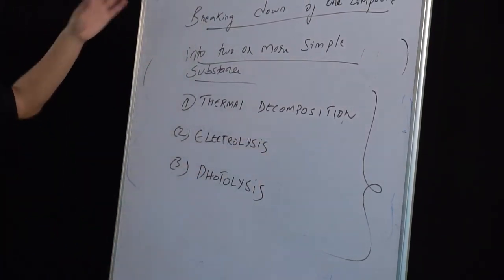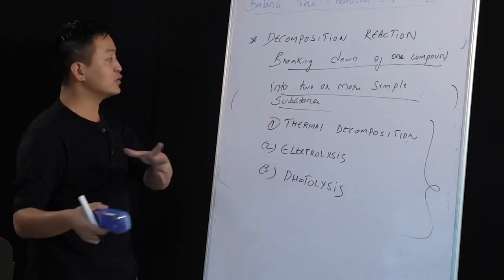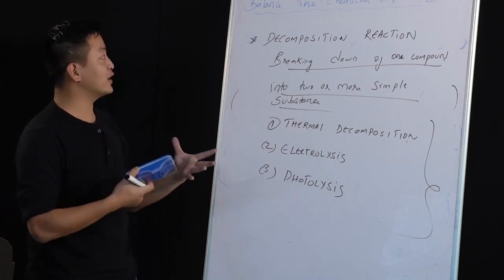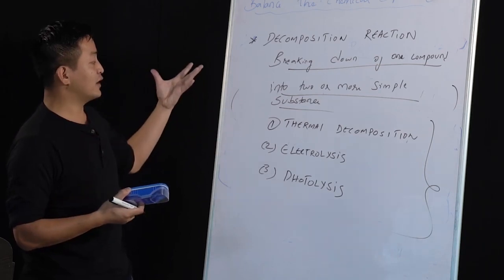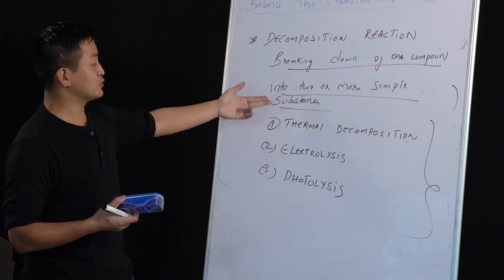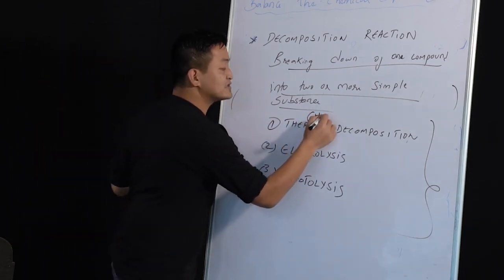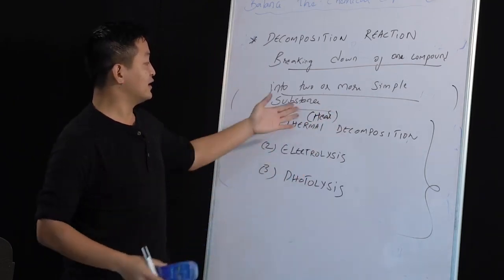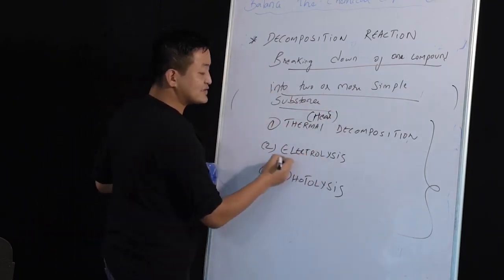Now, decomposition means to break one compound to give two or more simple substances. How do we break the compound? There will be a way to break a single compound. So one way, the first type, would be thermal. Thermal means heat. By applying a normal heat, we can break the compound. Clear? The second one is electrolysis.